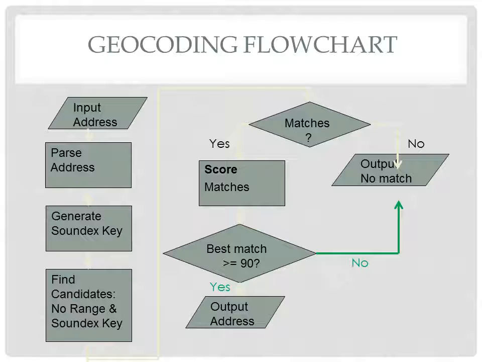And then address candidates would be identified. Are there matches? If yes, the matches are scored. How correct are they? Is the best match better than a score of 90? If so, this can become an output address. If not, then it's listed as an output no match, and the process has to be reviewed.